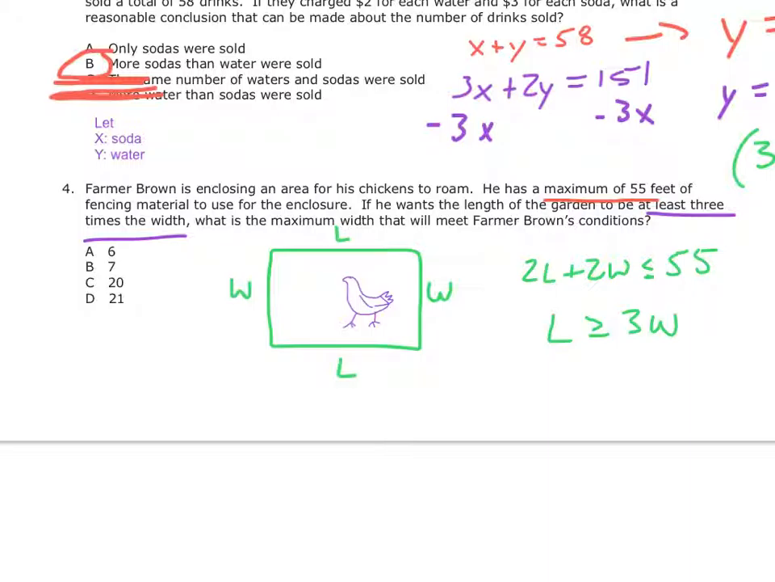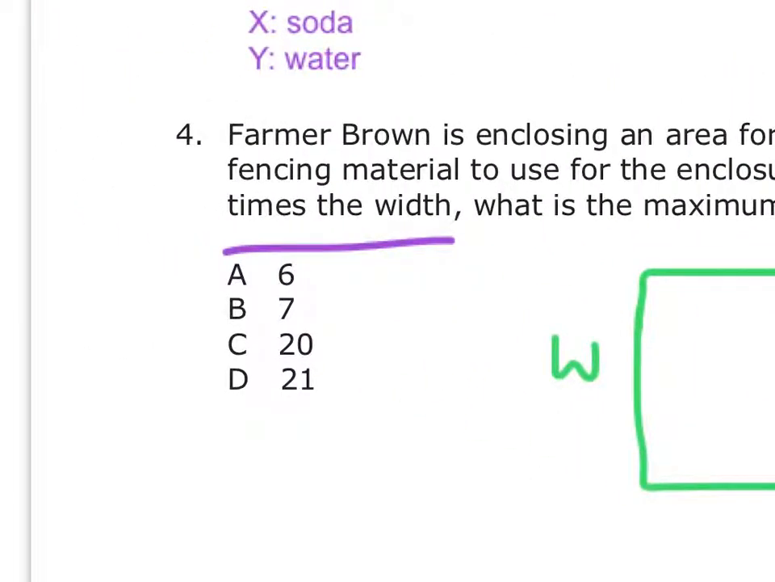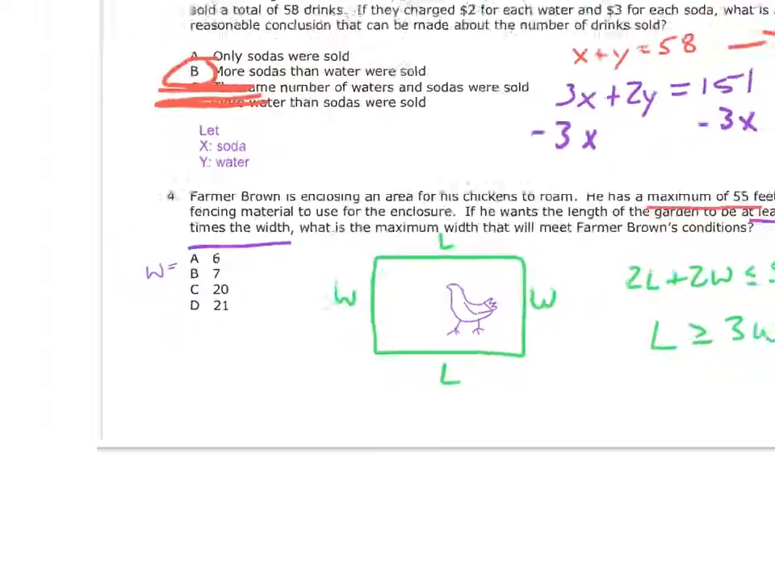And again, you could always do this as a graph and solve it for one variable and graph them. But if they give you answer choices like this, it's going to be a lot easier just to plug them in. And we know that these are all widths because it says what's the maximum width that Farmer Brown needs. So all of these answers over here are all your width. So your width equals all these. Well, let's plug them in and try it.